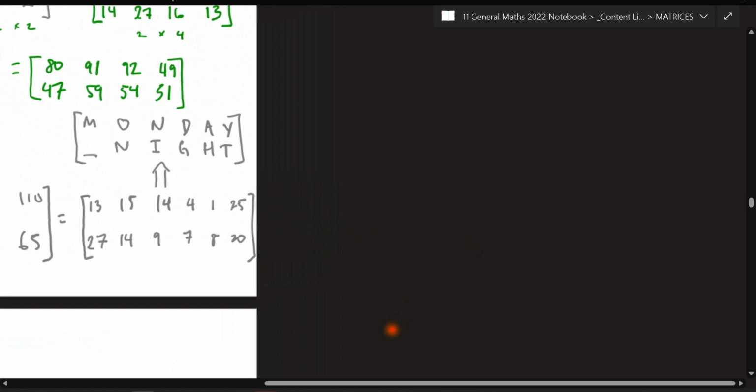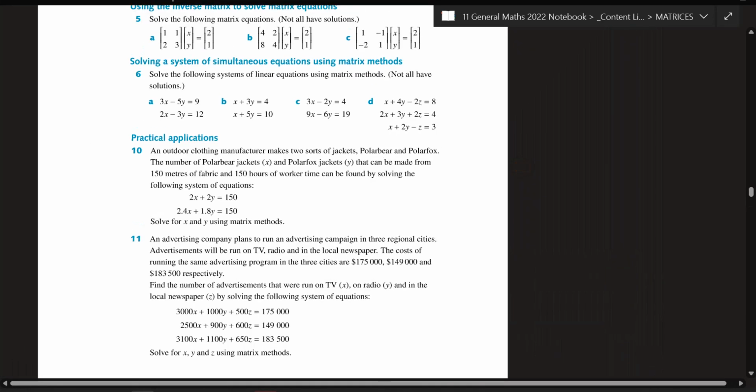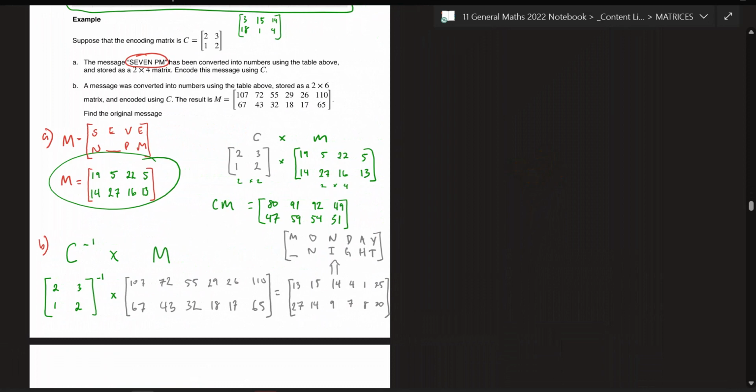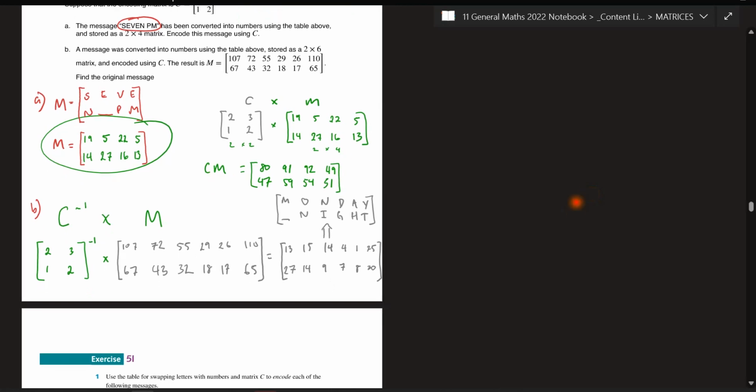And that's essentially what we do when it comes to encoding and decoding these messages. Hopefully it wasn't too complicated, but if you have any questions, please ask me. I'm more than happy to help.